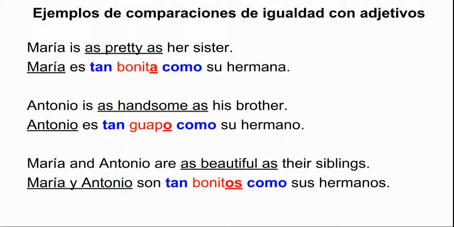O, because Antonio is singular masculine. María y Antonio are as beautiful as their siblings. María y Antonio son tan bonitos como sus hermanos. If I had two girls here like María y Carmen, then I'd change the bonitos to bonitas.